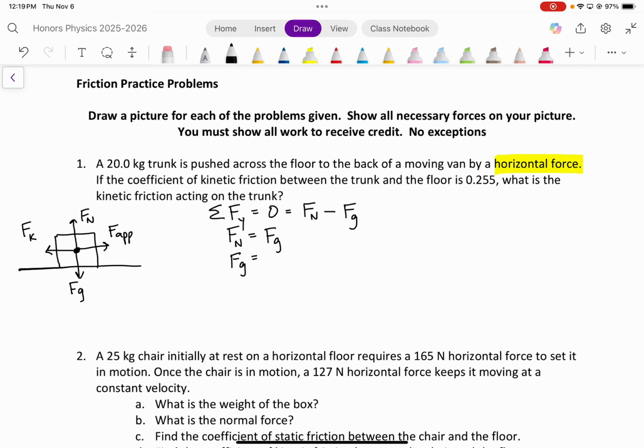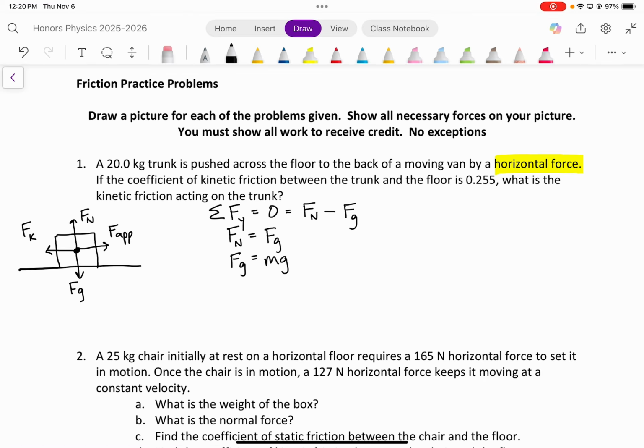Equals mg. And what is little g? The acceleration due to gravity. All right, so the equation to find the force of gravity, which is the same thing as weight, is mg, mass times acceleration due to gravity. And we're very familiar with the acceleration due to gravity because we used it in kinematics.